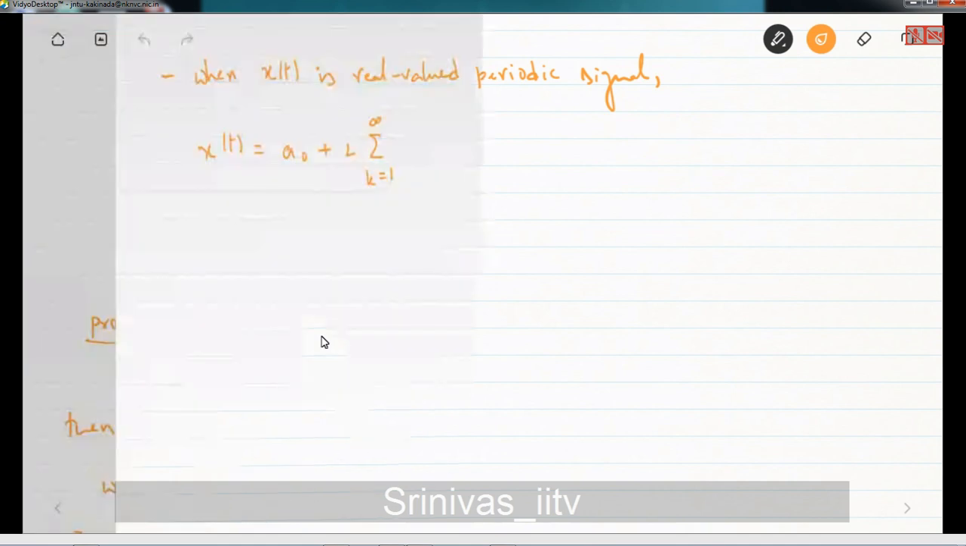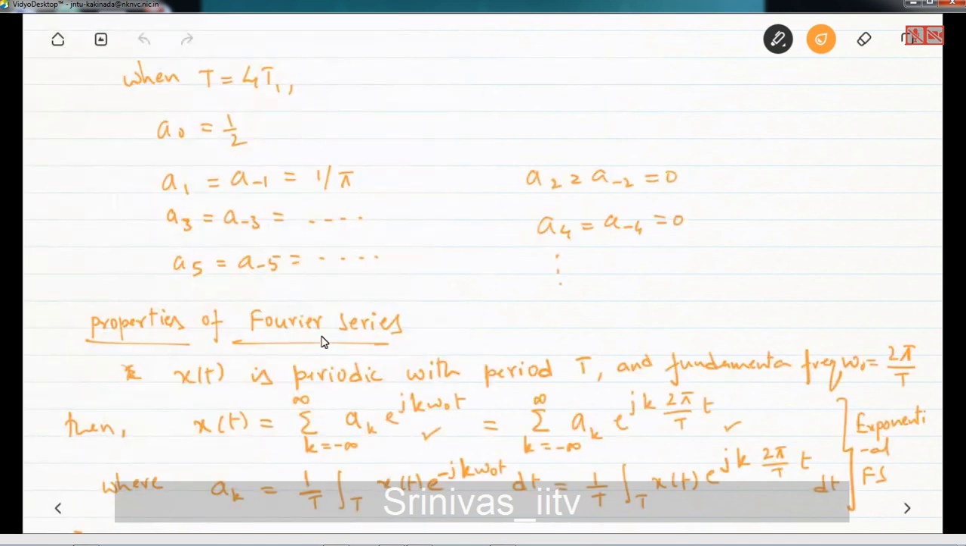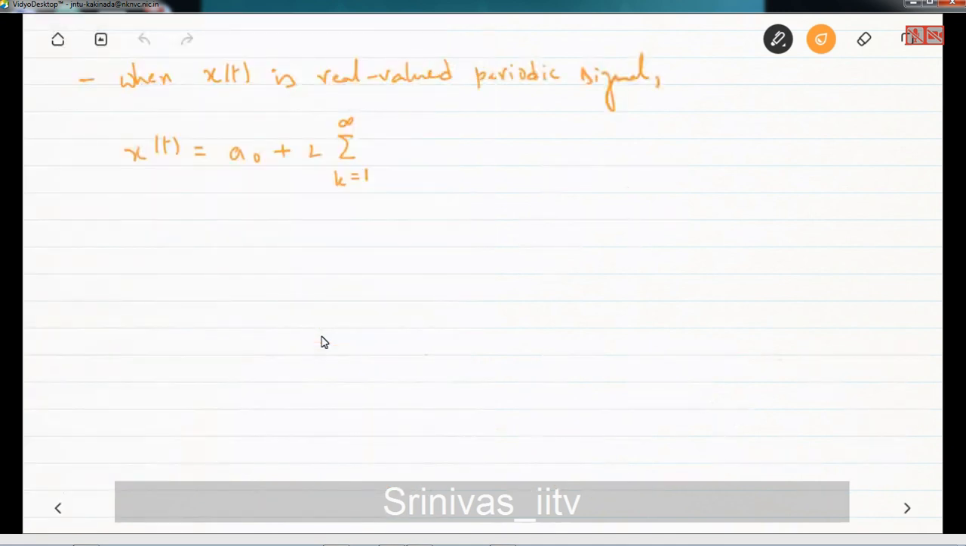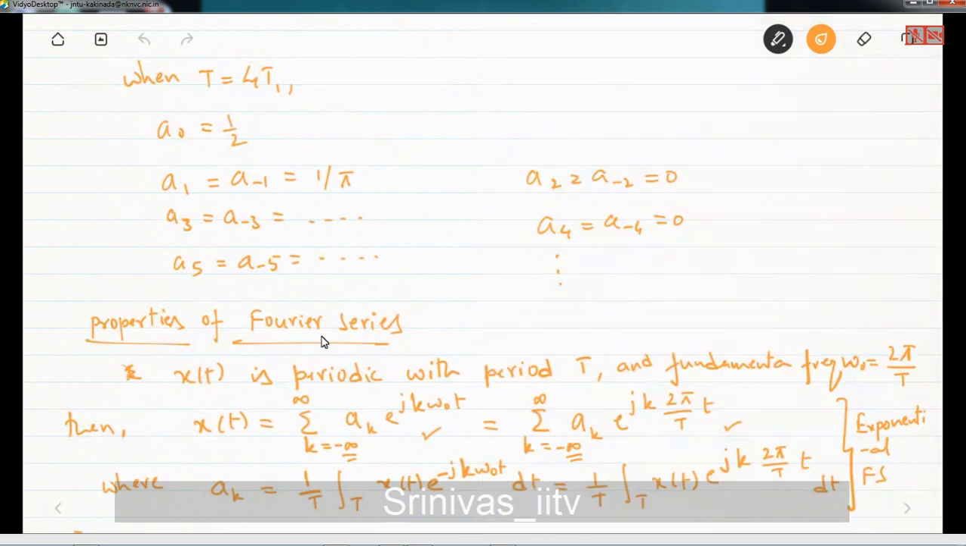See, in the previous case, it is k equal to minus infinity to plus infinity. Here it is minus infinity to plus infinity. And so what we are writing now is when x of t is specifically real valued. In the previous case, there was no such constraint. Here we said x of t is simply a periodic signal with period t. X of t can be complex valued or real valued, but it has a period t. In other words, the fundamental frequency omega naught equal to 2 pi by t. And x of t here can be complex signal or real, whatever.